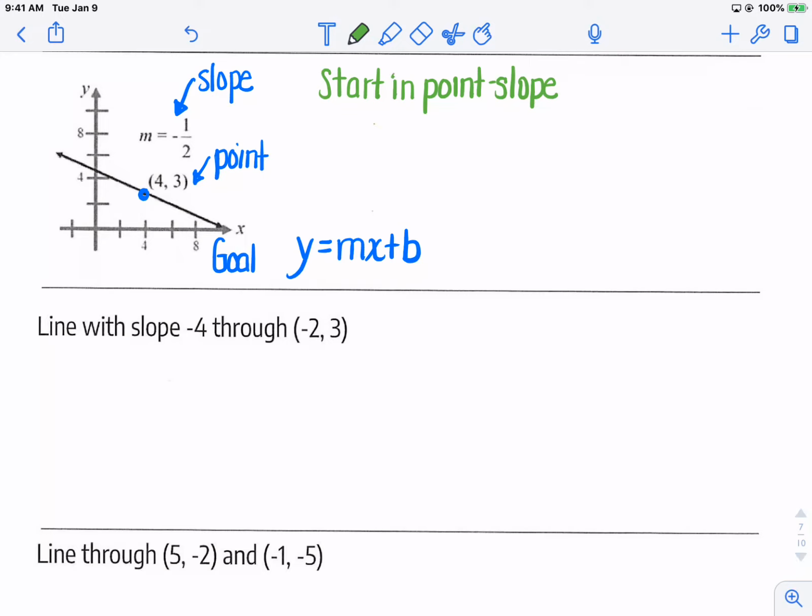All right, so in point slope form, it's going to be y minus, and I have to go to the y coordinate of my point, equals, then my slope, x minus, then I've got to go grab the x coordinate from my ordered pair. And now I'm going to move it into slope intercept form.